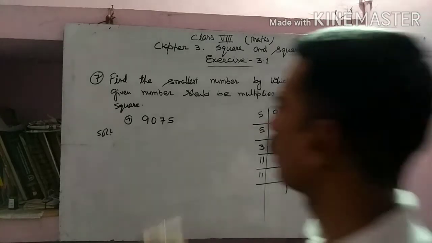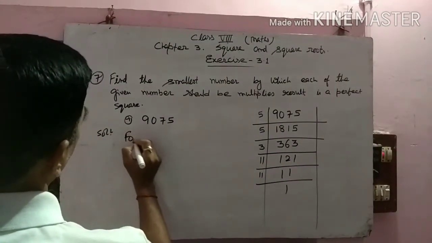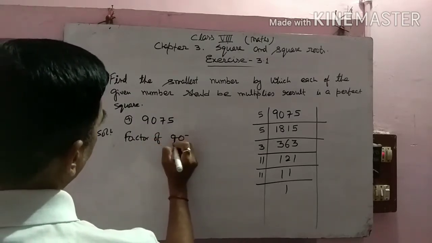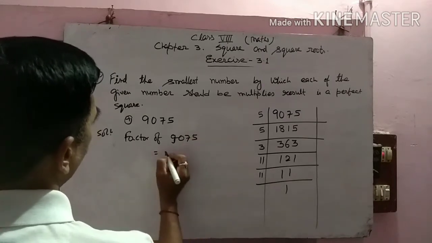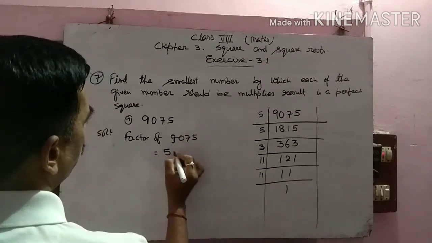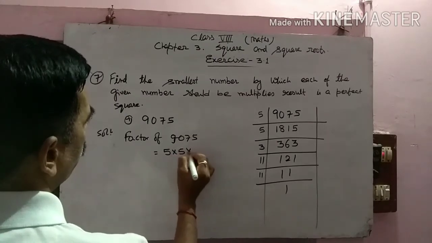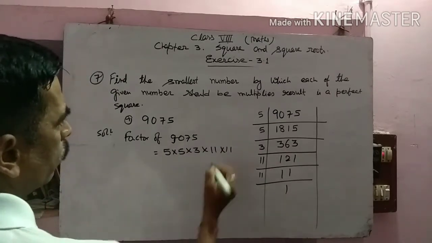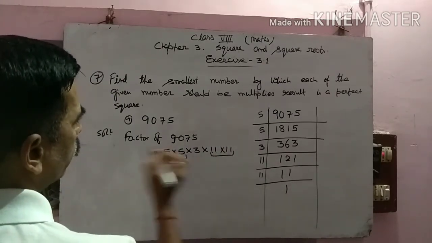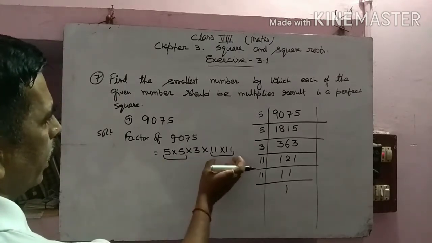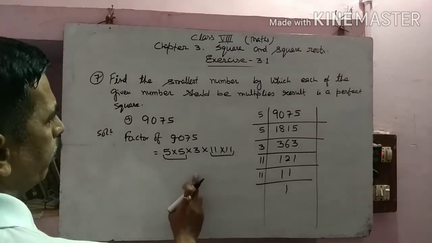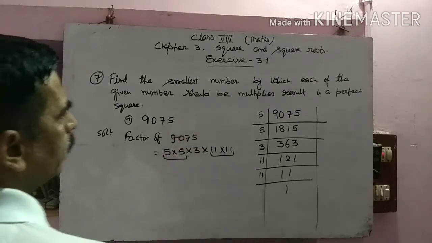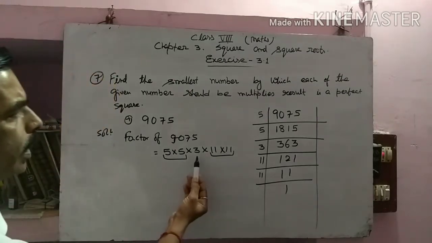So what do we get? We can write the factors of 9075 as 5 into 5 into 3 into 11 into 11. Okay, what conclusion do we get? That 5 is in pair, 11 is in pair, but 3 is not in pair. So if we multiply this number by 3, what will we get? We get the pair of 3 also.